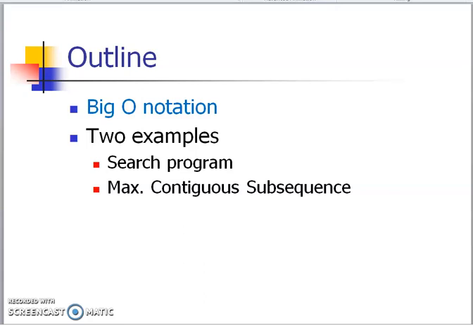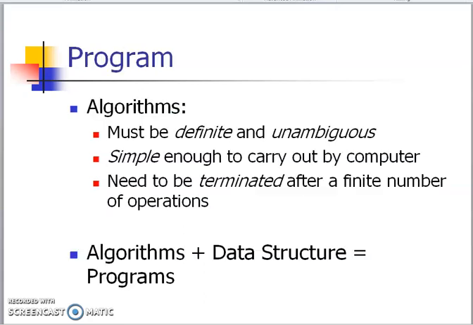The first example is something you already understand, the search problem. So in the array, you try to find a value. And how do you write a program to do so? The second question is going to be more interesting and challenging, which is called the maximum continuous subsequence problem. So let's start with the Big-O analysis.